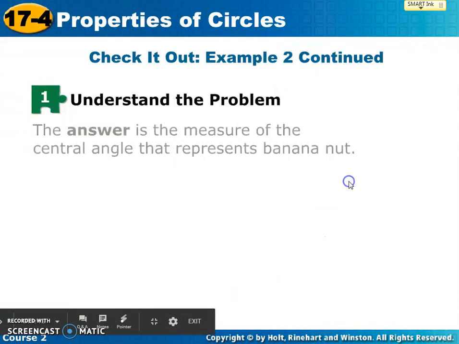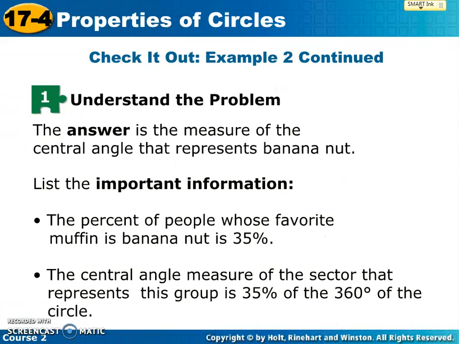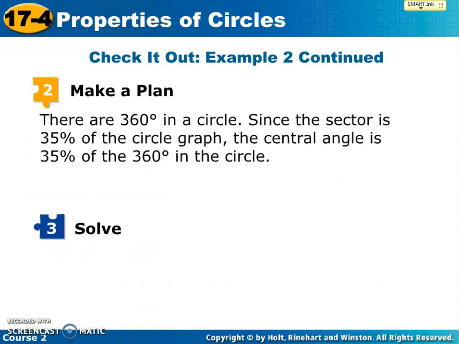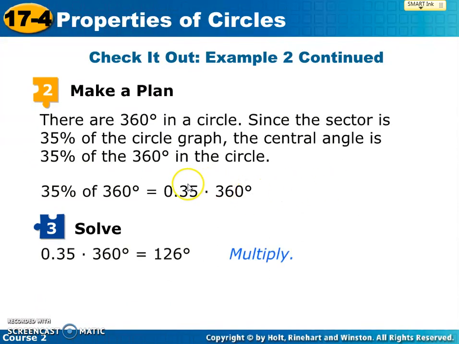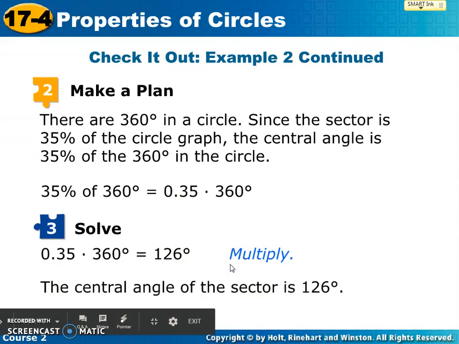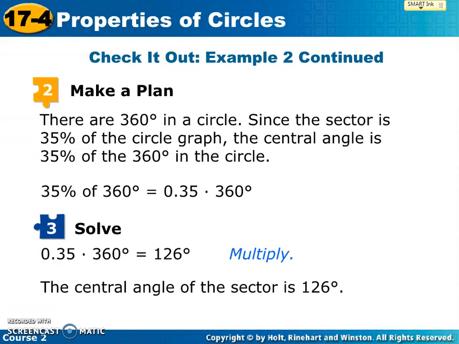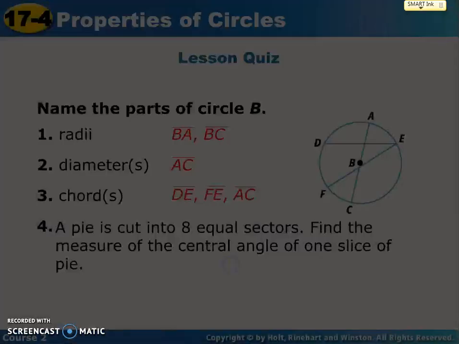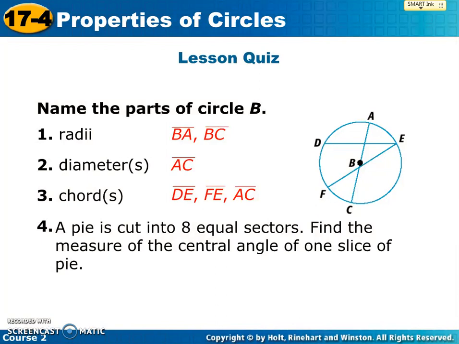So you should be thinking, okay, 35% of the 360 degrees is banana nut. So we're going to take 35% of 360, so we take the decimal 0.35, or 35 hundredths, times 360 degrees, and we're going to get 126 degrees. So we can say that the central angle of the banana nut muffin is 126 degrees. If we look back, we have the 35% being less than half, and 126 is less than half, so we're good.